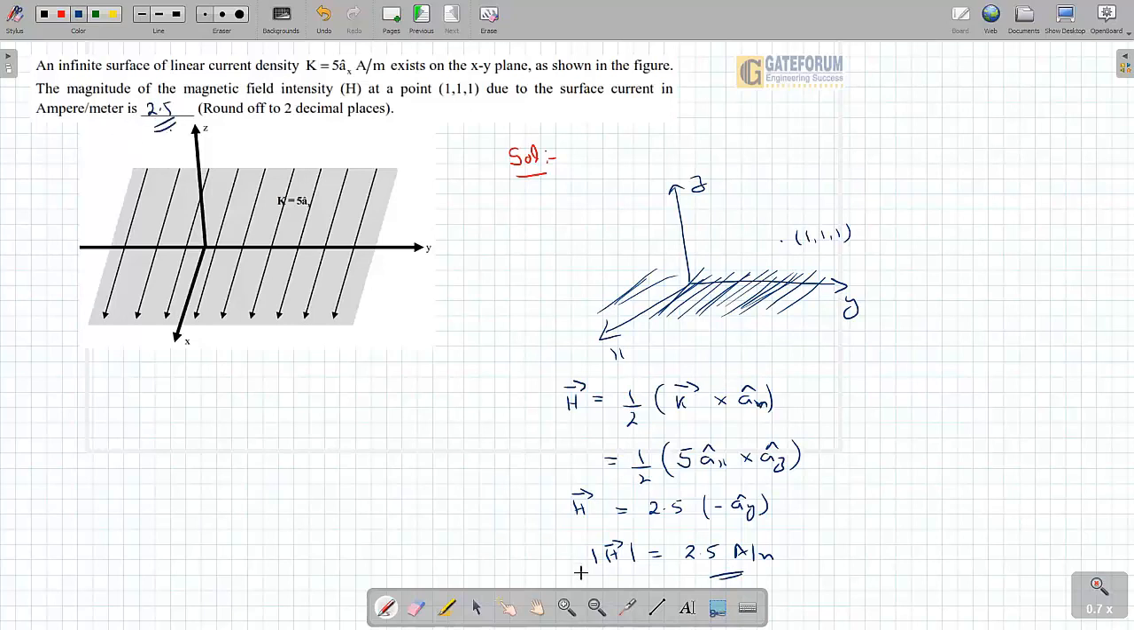So whether the question says about any other point or anywhere, it is going to be the same. That's the end of the question for EMF from the electrical engineering paper.